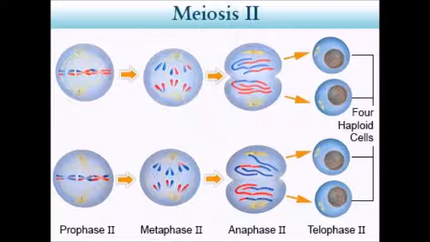In telophase 2, nuclei form at the cell poles and cytokinesis occurs at the same time. There are now 4 daughter cells, each with the haploid number of single chromosomes.